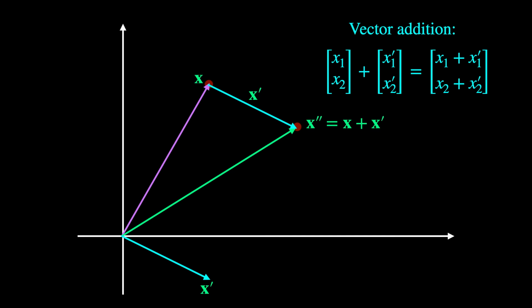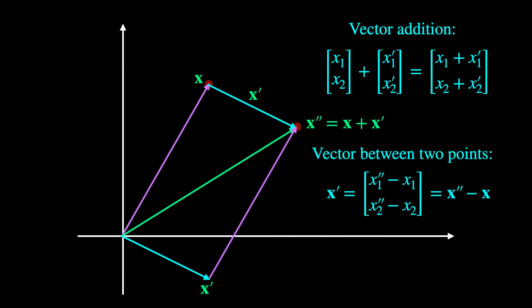You can see that the order of addition doesn't matter here. The final result is the same, something that's known as the parallelogram law, and you can see why. Notice that x prime is the difference between x double prime and x. So thinking of vectors as arrows allows us to think of the vector between 2 points as the difference between those 2 points.